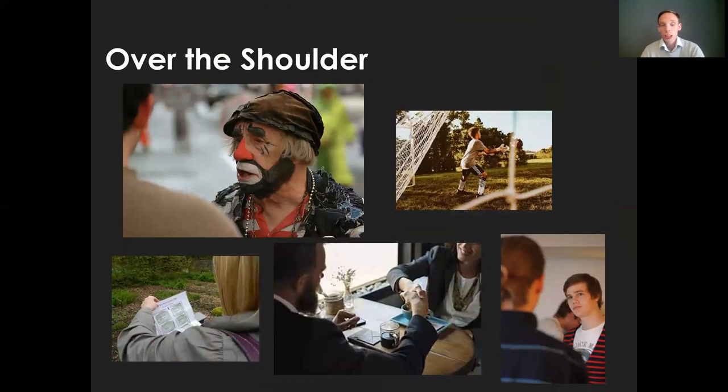An over-the-shoulder shot is used when someone is looking at something else. We could do an over-the-shoulder shot from here going towards my computer now. It would show me working, me talking, and we could see what's on the computer screen as well. It gives you that feeling like you're behind the person.